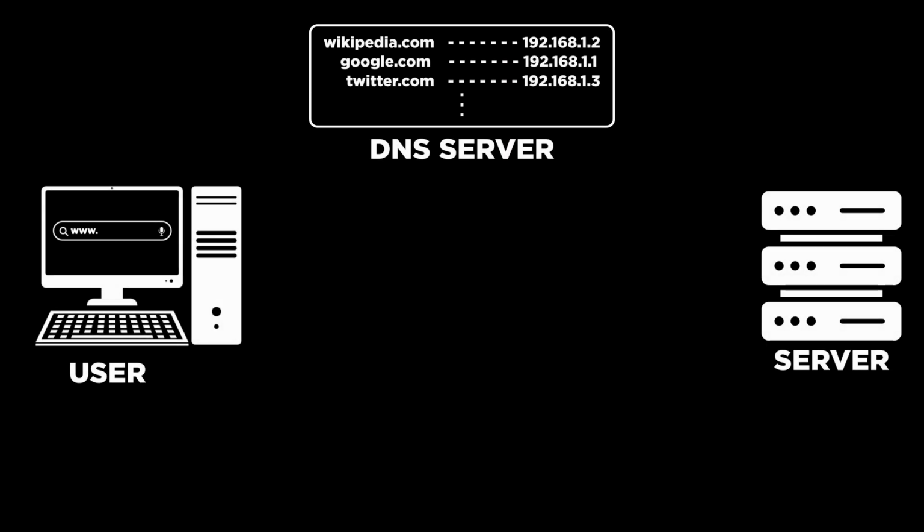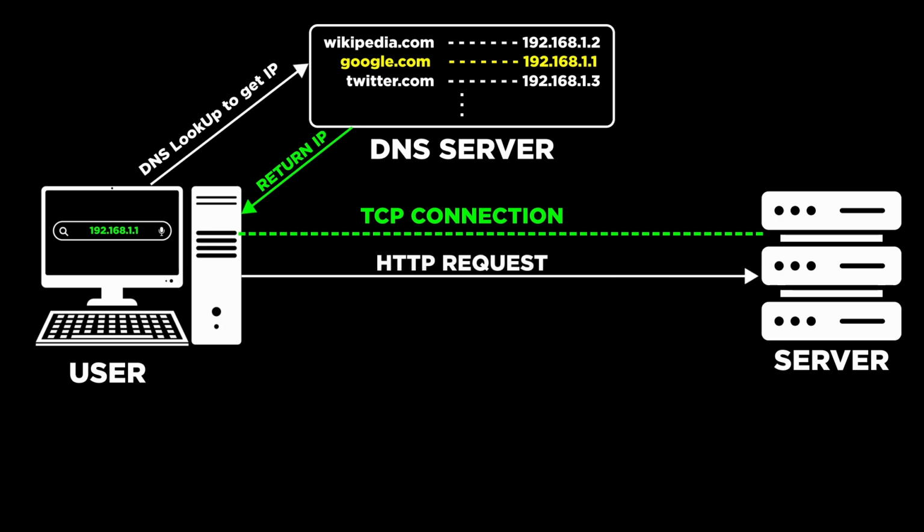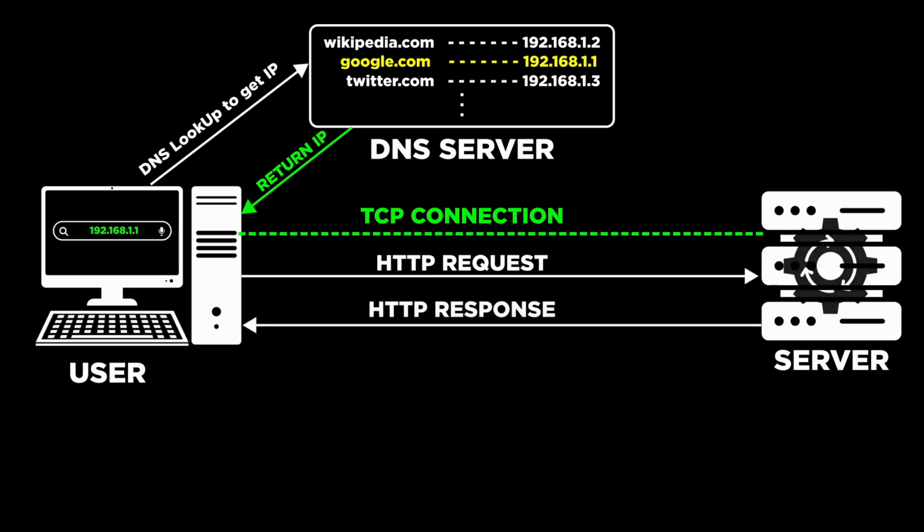When you type www.google.com or any URL into your browser, the browser queries a DNS server to find the IP address of the server hosting the website. Once it gets the IP address, it establishes a TCP connection with the server. After the connection is established, the browser sends an HTTP request to fetch the specific web page. In response, the server processes the request and sends back an HTTP response containing the requested data. Finally, the browser processes and renders the response, displaying the web page to the user.